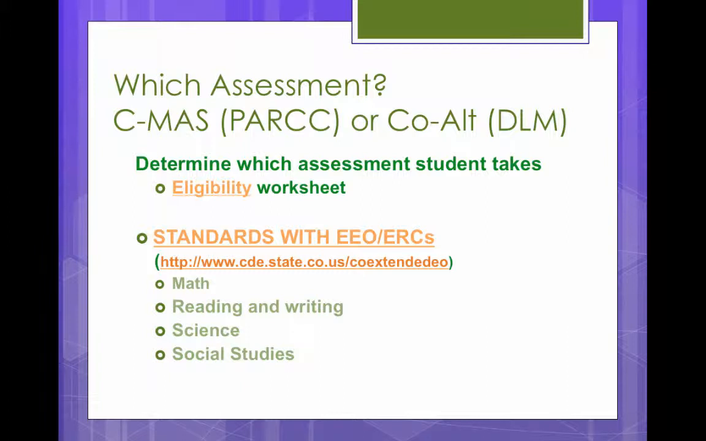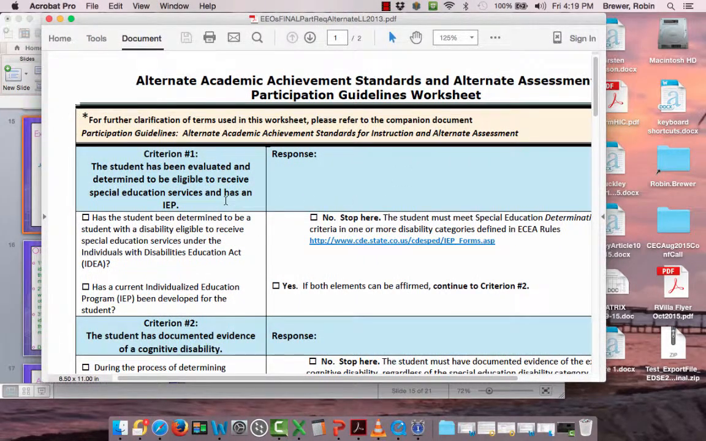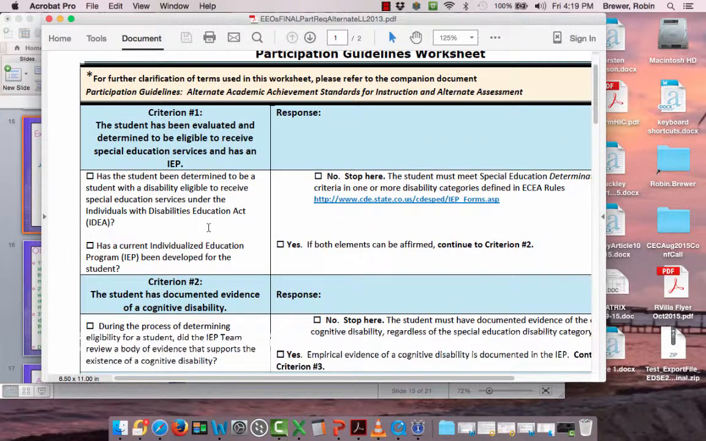Which assessment do we look at? There is an eligibility worksheet that we can look at for determining a student's eligibility for the co-alt. Looking at the worksheet for determining if a student can take the alternate assessment, we can go down this quickly. I've linked it to Blackboard.